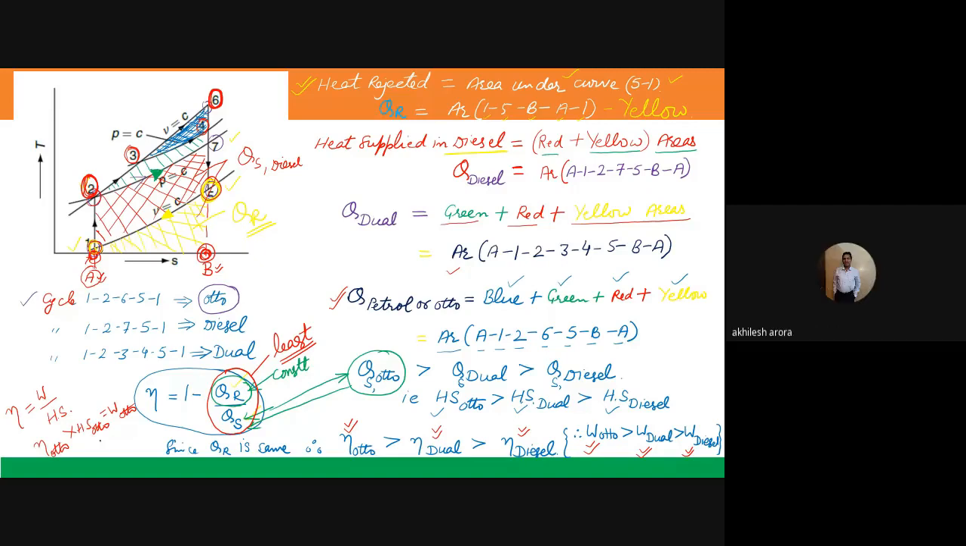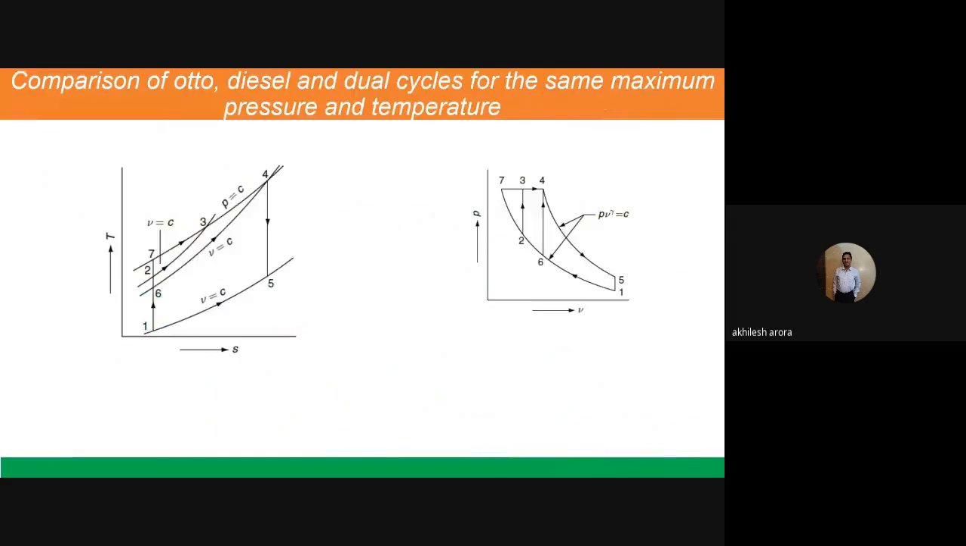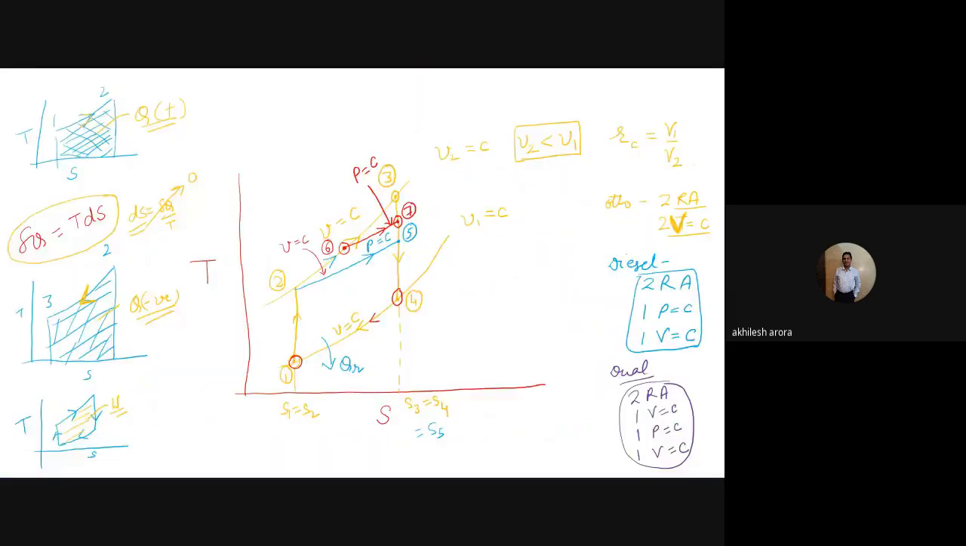You can also calculate work by using the other equation, which I am going to write here. You know that W can also be written as heat supplied minus heat rejected. When you calculate, this value for Otto cycle is maximum, and the heat rejected value is constant. So naturally, the work done available in the Otto cycle will be maximum, followed by the dual cycle, followed by the diesel cycle. Okay.